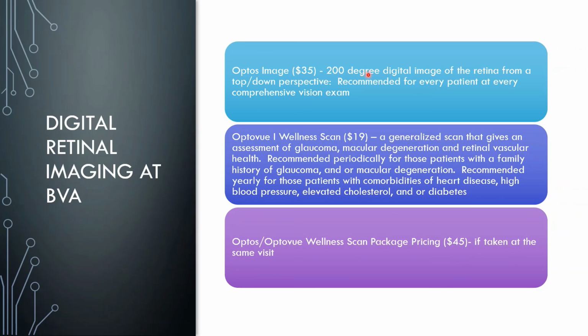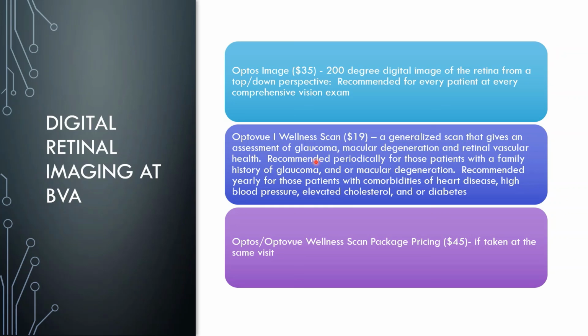It's a 200-degree digital image of the retina from a top-down perspective, recommended for every patient at every comprehensive vision exam. Doesn't replace dilation. If the patient's having symptoms of retinal compromise, we'll advise to do both a dilation and an Optos image too. The OptoView Eye Wellness Scan, we charge $19 for that. And that's the generalized scan that gives an assessment of glaucoma, macular degeneration, and retinal vascular health. Recommended periodically for those patients with a family history of glaucoma and or macular degeneration.